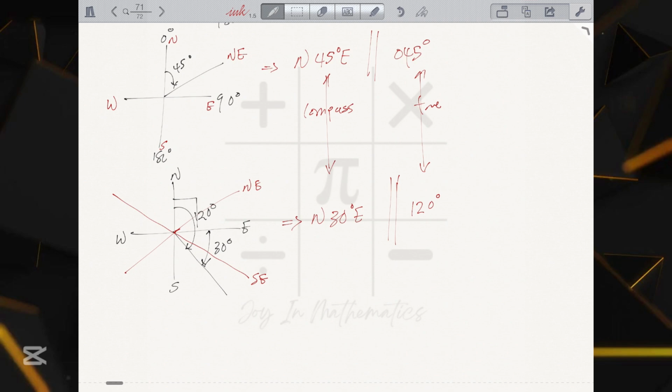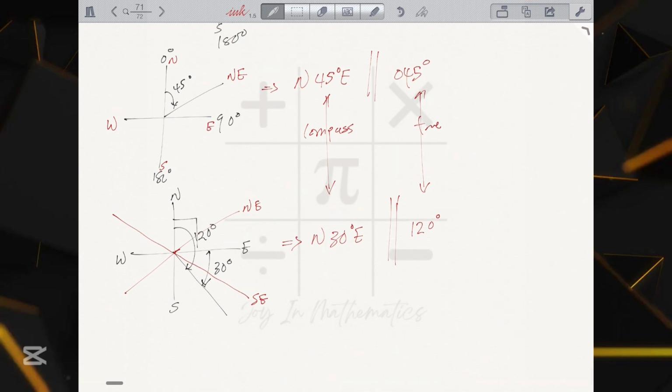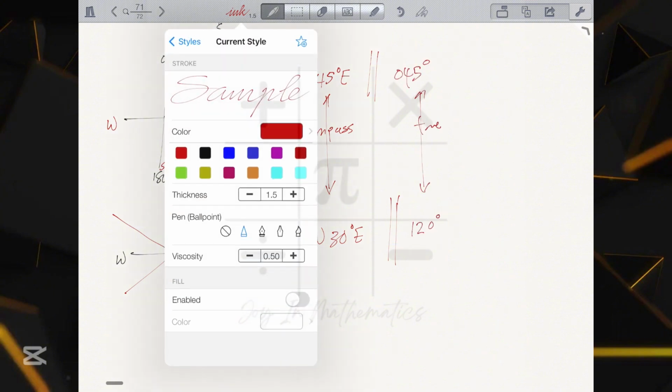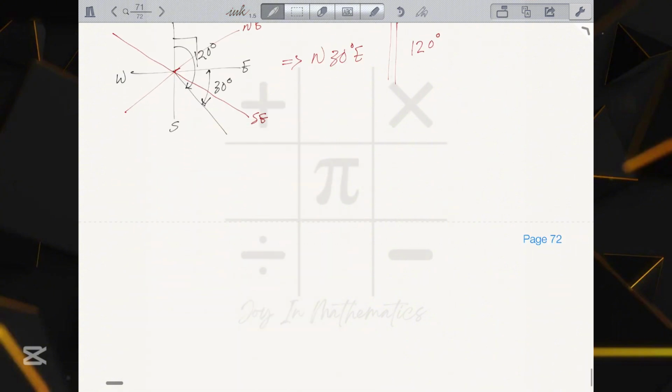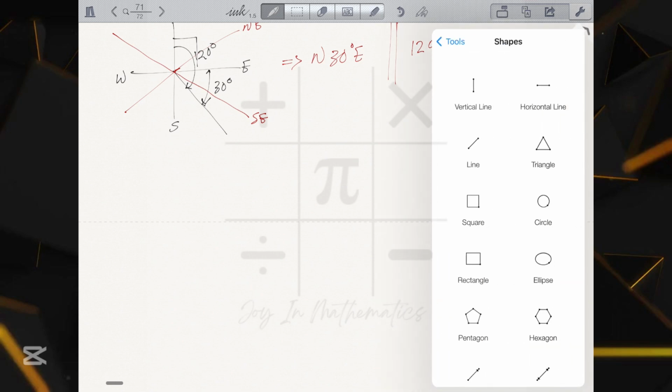But in most cases, when we are solving trigonometric questions involving bearing, we are always given the true bearing. So let's now take an example. Let's begin with example 1.